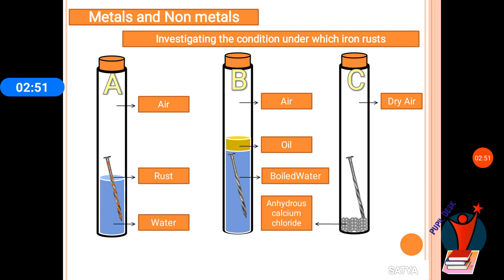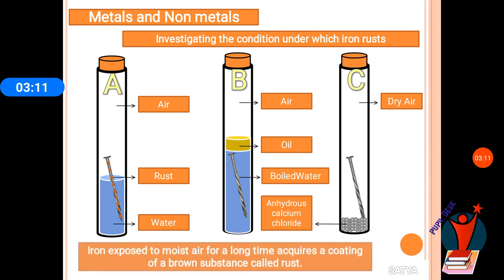From this experiment, we conclude that for the rusting process, the condition required is that the iron must be in contact with moist air. In this case only, iron will acquire rust. The final conclusion is, when iron is exposed to moist air for a long time, it acquires a coating of brown substance. Here the brown substance is called rust.